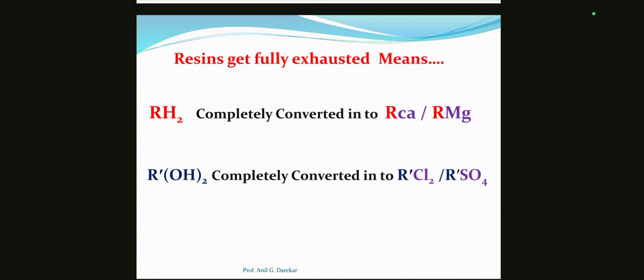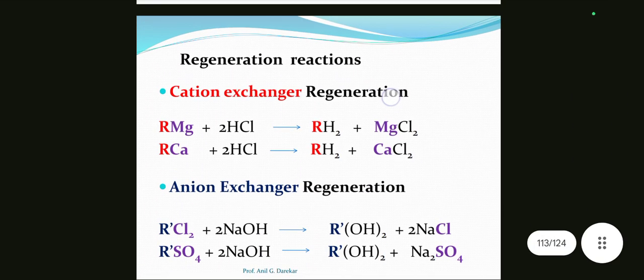So fully exhausted means that initially, before treatment, we have RH2, and after a long period of treatment, RH2 is completely converted into RCa or RMg. Or if you see the anion exchanger resin, then R-OH twice is completely converted into R-Cl2 or R-SO4. It means that no H+ is available for cation exchange and no OH- is available for the anion exchanger. So here we have to do the regeneration.